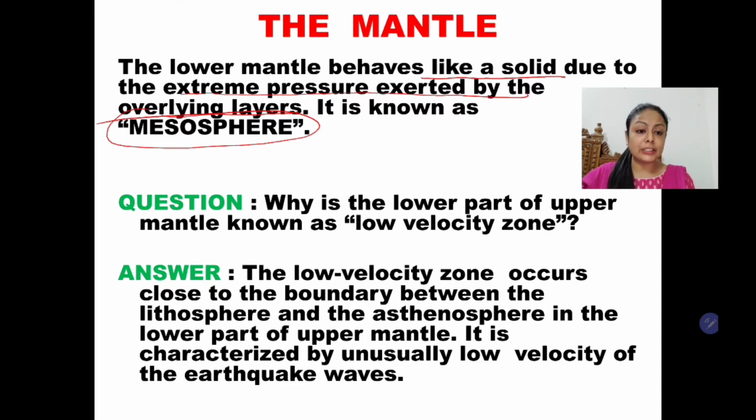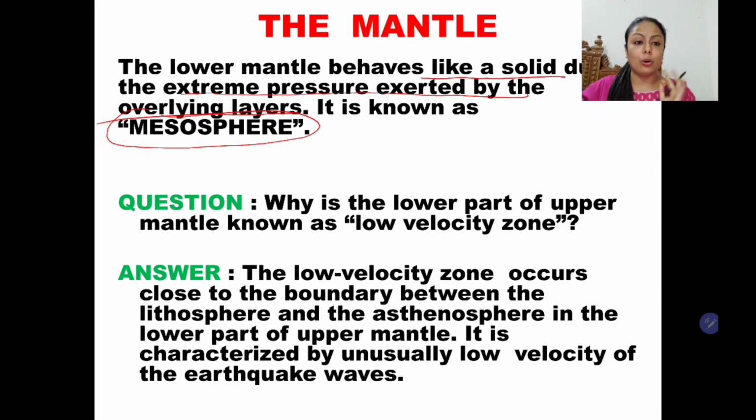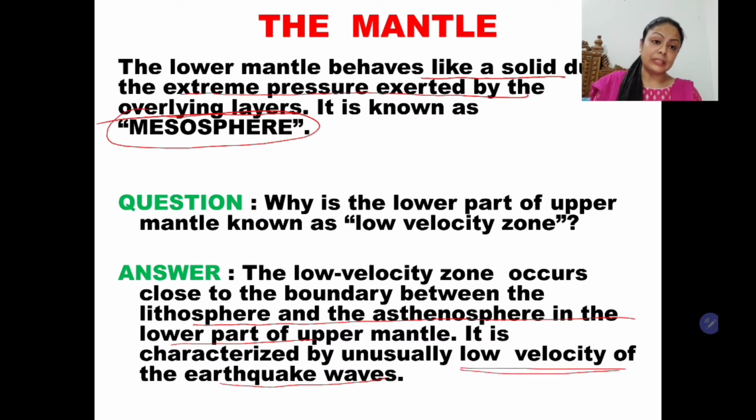Now students, a question is there. Why is the lower part of upper mantle known as low velocity zone? We have already discussed, because this is a boundary between the lithosphere and asthenosphere, in which the velocity of the earthquake waves reduces. Low velocity, it becomes less, the speed reduces. So that's why this is known as low velocity zone.